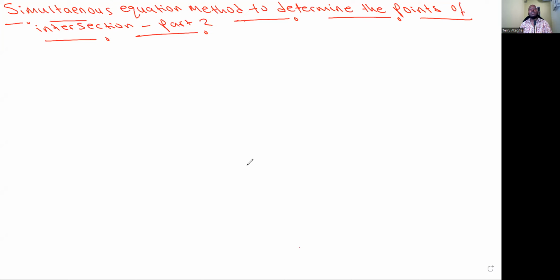So we're going to talk about how we use simultaneous equations to determine the points of intersection. Remember in the last video, I told you there are two methods, the simultaneous equation method and the formula method. In this video, I'm going to focus on the simultaneous equation method. In the next video, I'm going to talk about the formula method. Please, it's very important that you review the previous video, especially simultaneous equations, and try as much as possible to be sure that you understood it very well.